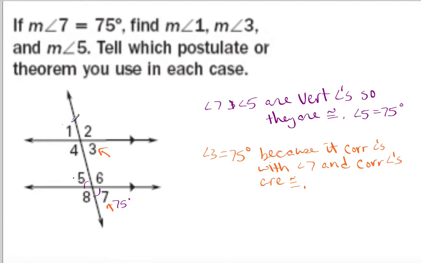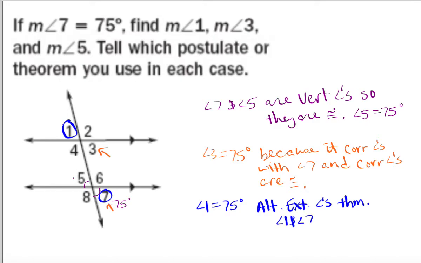Then 7 and 1, the way that they are related is that they are alternate exterior angles. So I know that angle 1 is 75 degrees by the alternate exterior angles theorem. I'm able to say that angle 1 is 75 degrees because it's alternate exterior with angle 7. So I'm just going to add angle 1 and 7 here just to say those were the alternate exterior angle pair that I was using.